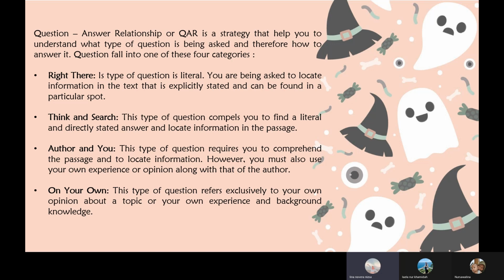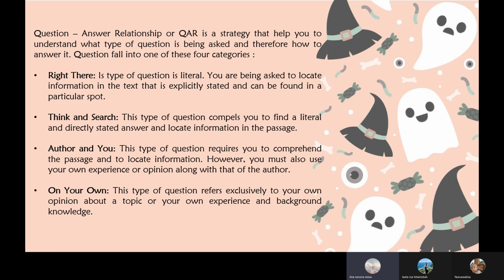Question-answer relationship, or QAR, is a strategy that helps you to understand what type of question is being asked and therefore how to answer it. Questions fall into one of these four categories. The first is right there. This type of question is literal, so you can be asked to locate information in the text that is explicitly stated and can be found in a particular spot.